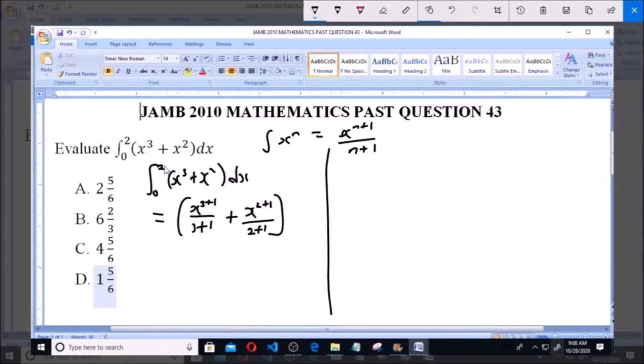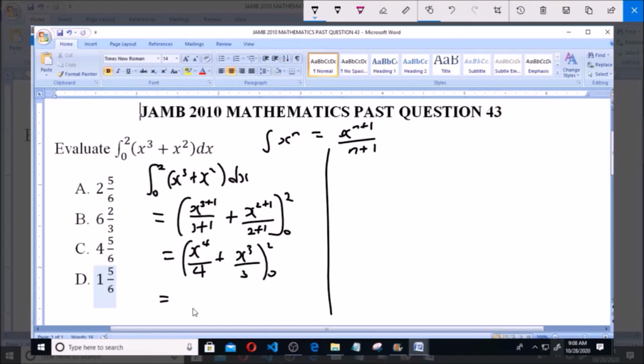Now we can show this. This 2 and 0 here simply represents the value of x at different intervals, and I will show you how to apply them. So first of all, let's finish with this. So this is equal to x raised to the power of 4 all over 4 plus x raised to the power of 3 all over 3, from 0 to 2. Now what we'll do is represent the value of x to be 2 and also the value of x to be 0.